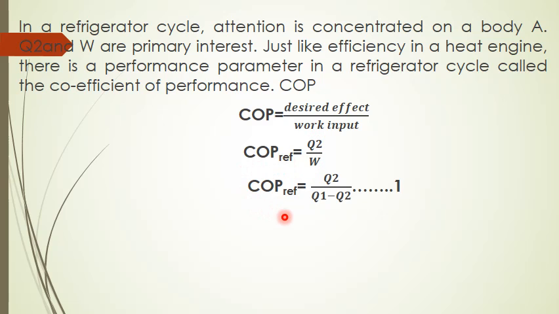So the coefficient of performance of a refrigerator is Q2 by Q1 minus Q2. This is a very important parameter to analyze the performance of a refrigerator. COP can be defined as desired effect by work input. The desired effect is Q2, and the net work input is Q1 minus Q2. So this is an expression to analyze the performance of a refrigerator.